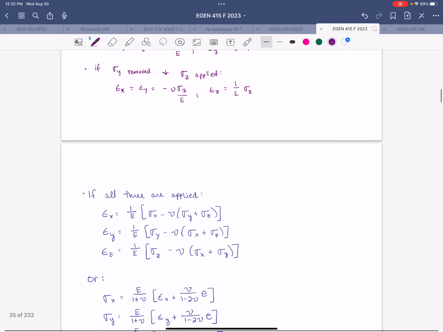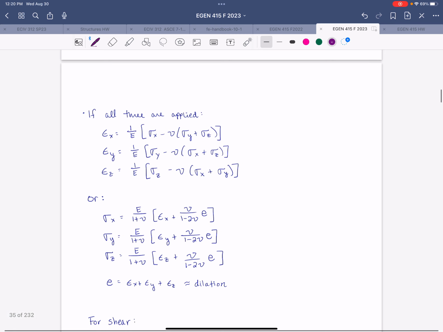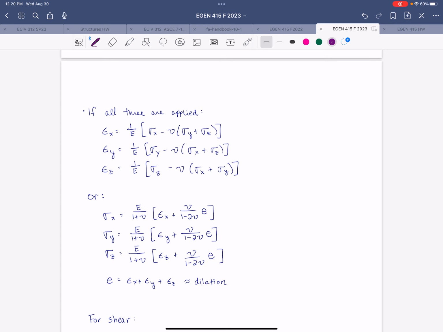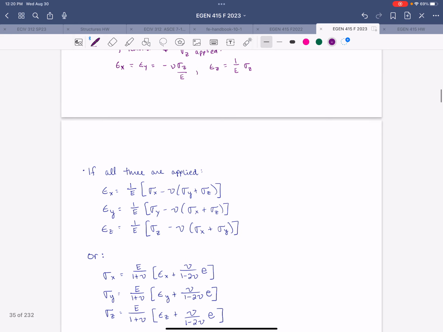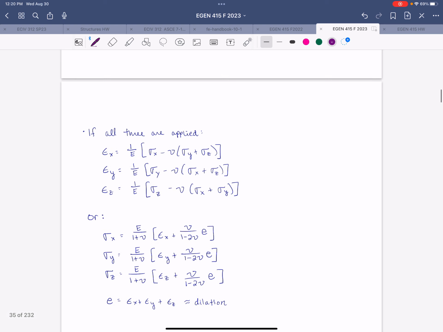On the next page, we've got the equations already written out. You're welcome. If all three stresses are applied at the same time, we have these equations written in two forms, first in terms of strain, and then in terms of stress. And these are what we call those constitutive equations.